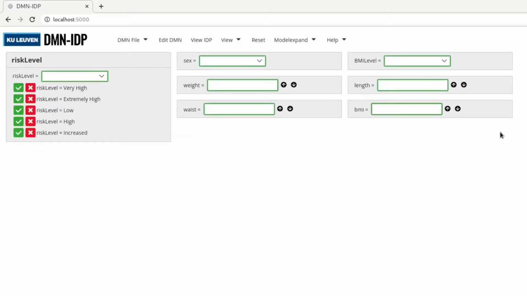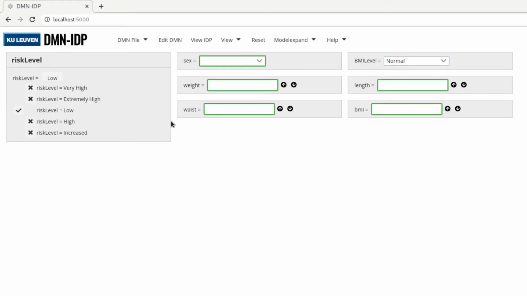We go from inputs to outputs. But now that we know that our patient's BMI is bad, it would be very interesting to see what weight he should have in order to be healthy. Using the interactive consultant, doing this is very simple. We simply select that we want a BMI level of normal, which in this case means that the risk level will always be low, as specified by our DMN specification.